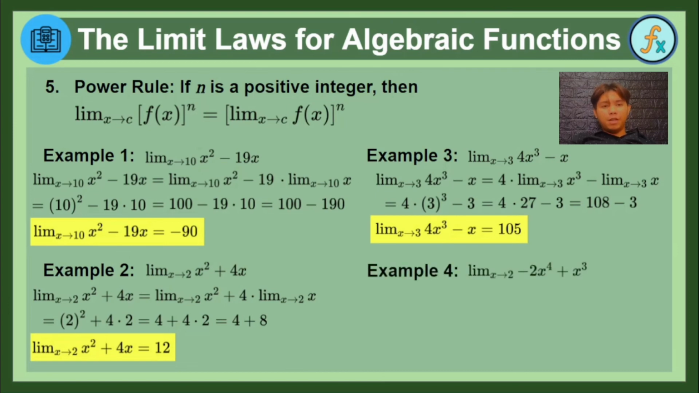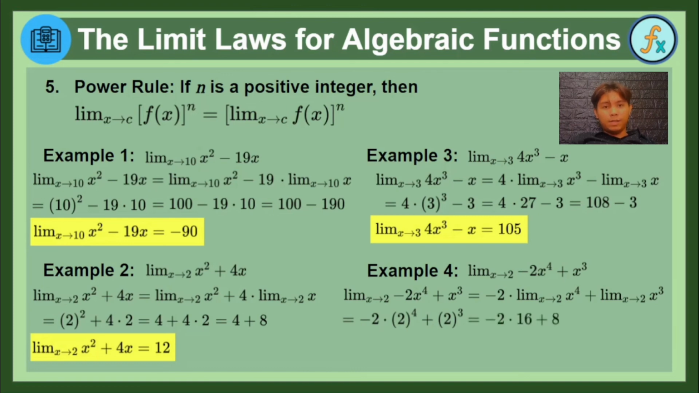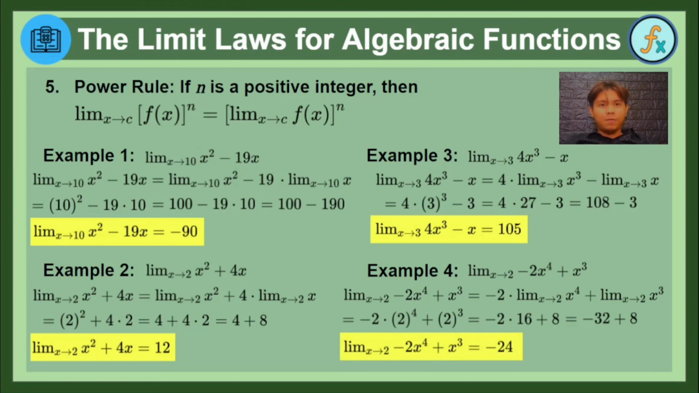Example number 4. Solve the limit of negative 2x to the power of 4 plus x cubed as x approaches 2. Again, apply the concept, so it's going to be negative 2 times the limit of x to the power of 4 plus the limit of x cubed. The limit of x as x approaches 2 is 2. Hence, 2 to the 4th is 16, and 2 cubed is 8. Negative 2 times 16 is negative 32, plus 8 is equal to negative 24. That would be all for the last limit law.